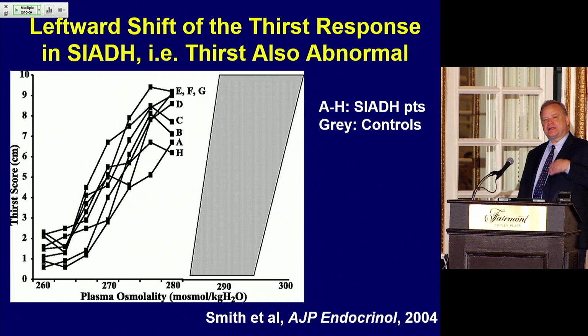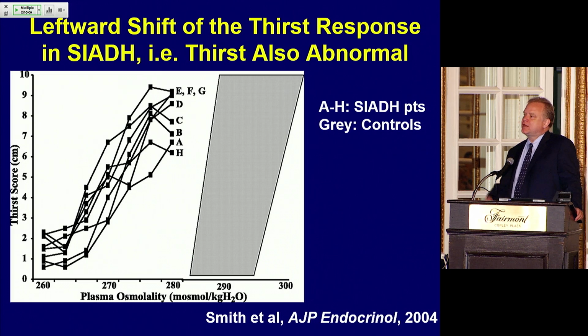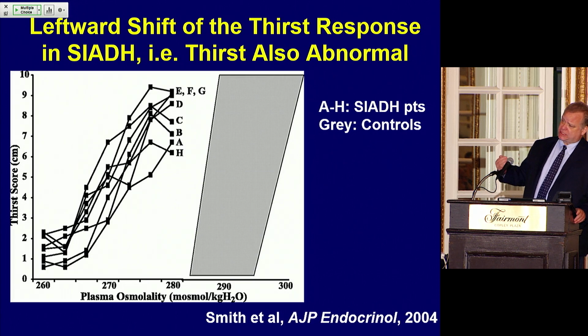So their thirst curve is also shifted to the left, as is their vasopressin response curve. So there's an abnormality in thirst in many patients that we see with hyponatremia and SIADH that plays a big role. And it also underlines why it's so hard to reduce the water intake in many of these patients, because they're actually still thirsty at relatively low plasma osmolalities.